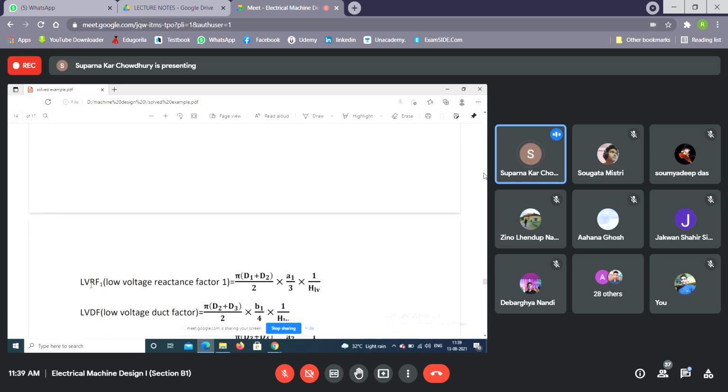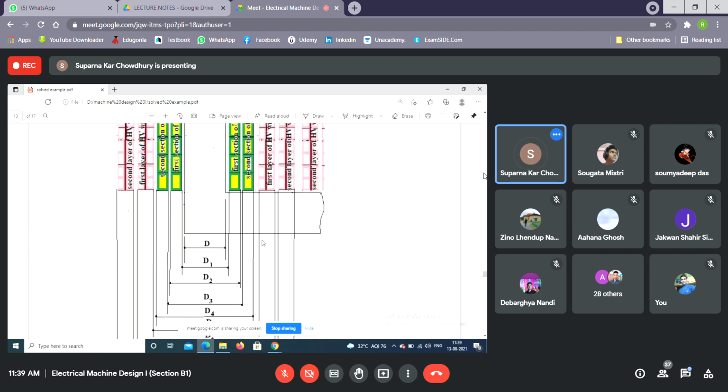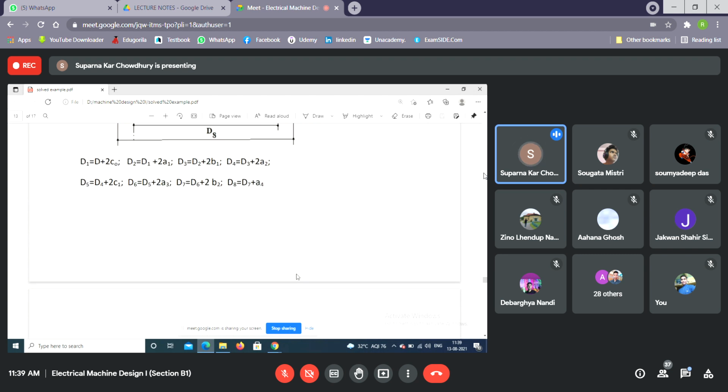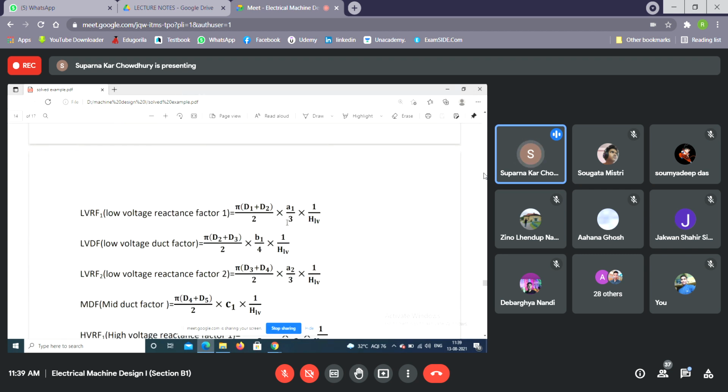So low voltage reactance factor 1 is pi (d1 plus d2) by 2 into h3 by 3 into 1 by HLB, that is pi (d1 plus d2) by 2 into A1 by 3 into 1 plus HLB.